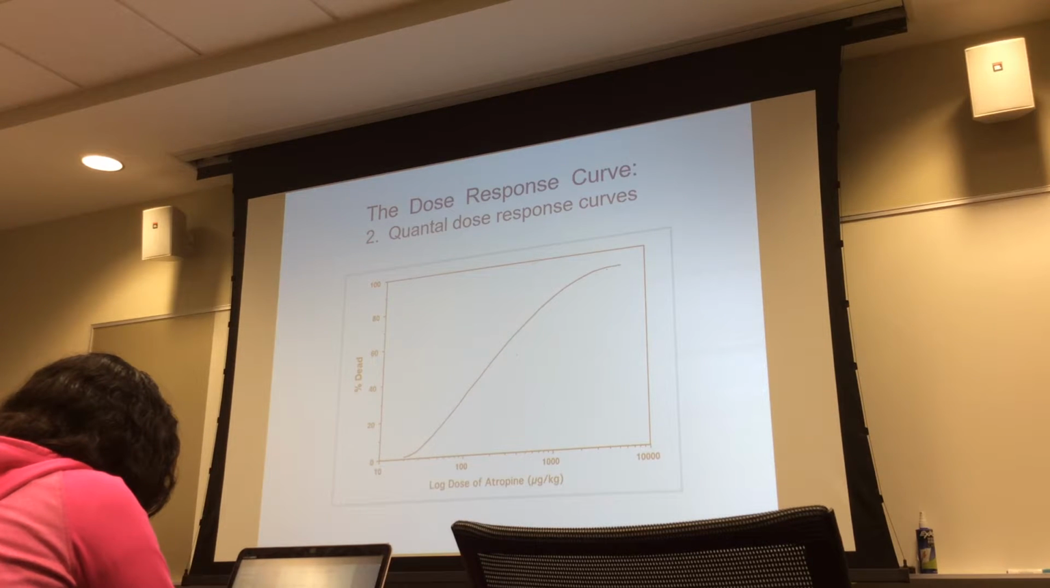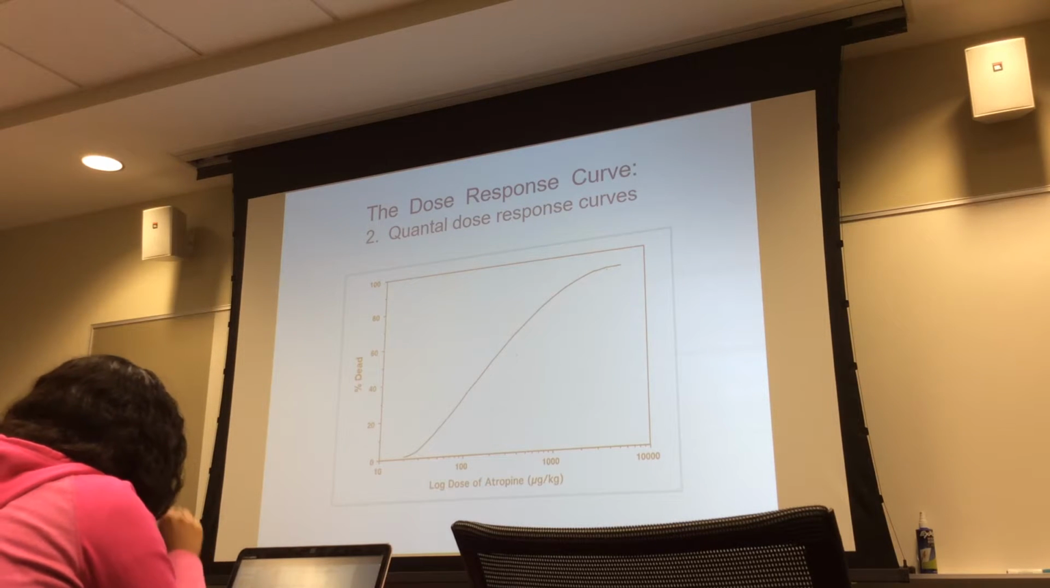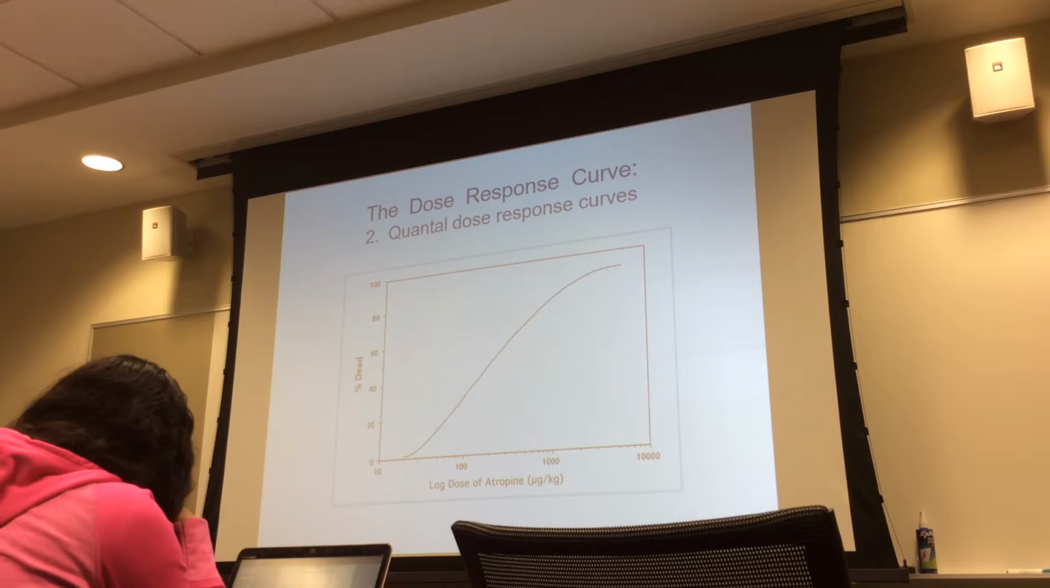The other kind is the quantal response, which means it's all or none. This is usually used for assessing the toxicity of most drugs.